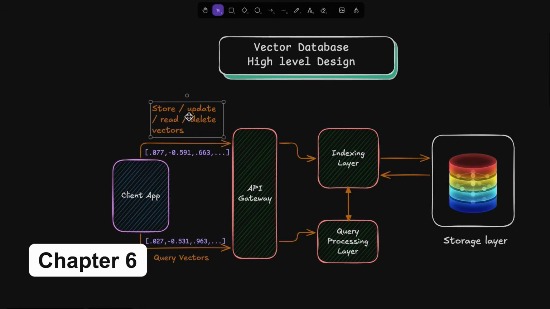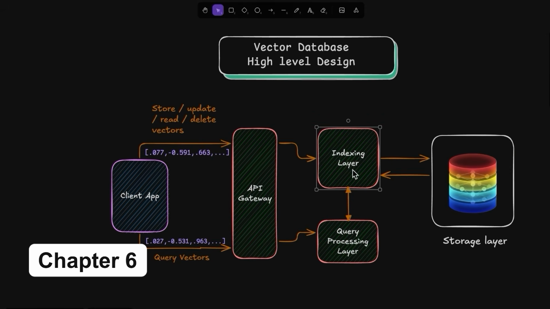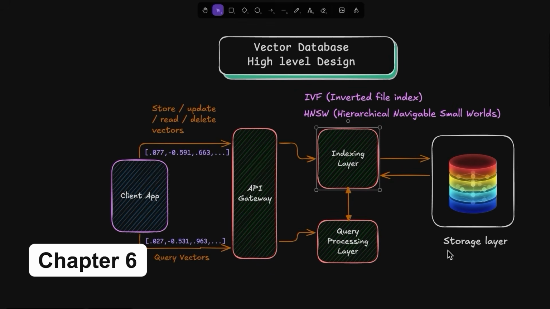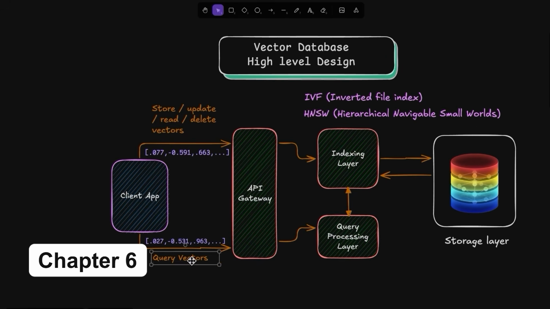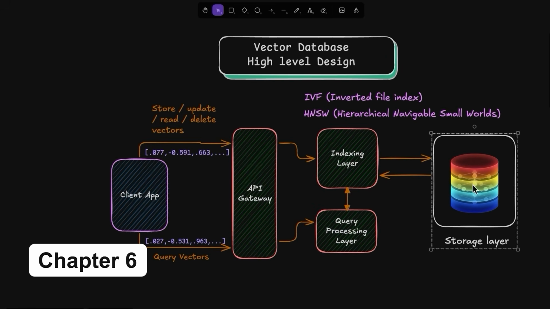And then in chapter 6, we will go deep inside a vector database. We'll uncover the internal architecture, storage mechanisms, indexing strategies, similarity search algorithms, and how these systems scale to billions of vectors while maintaining blazing fast performance.